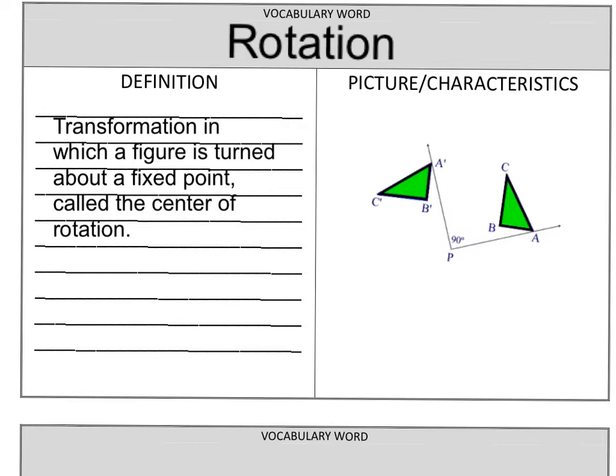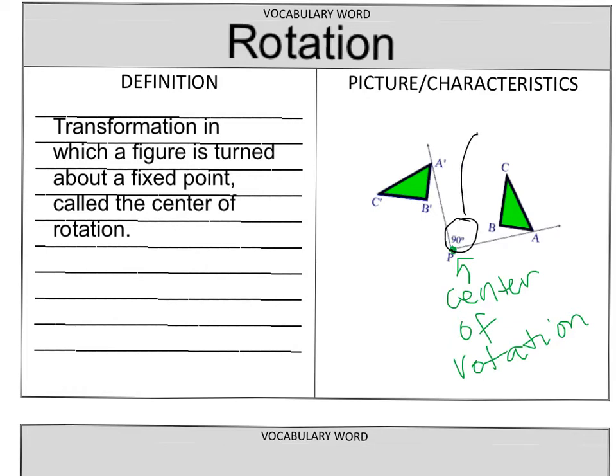So looking at my picture, this point right here, that is the center of rotation. The figure in here was actually rotated 90 degrees. So the 90 degrees, that's the angle of rotation. And this figure was rotated to the left 90 degrees.